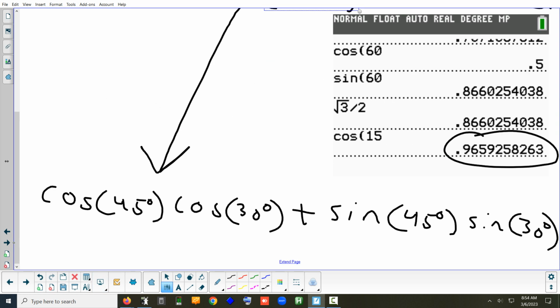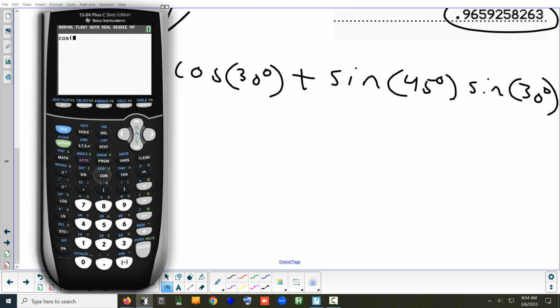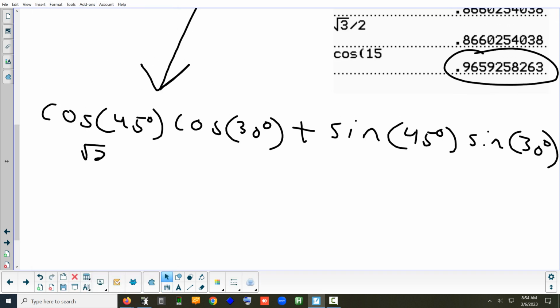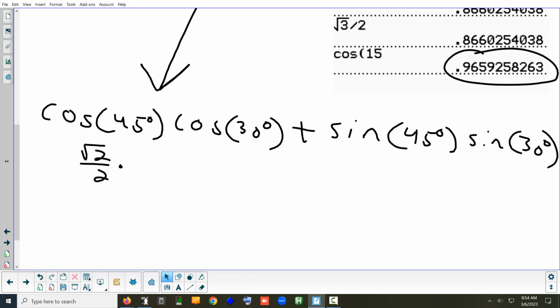Okay, so now we've got 4 expressions to evaluate. Let's start with cosine 45. You do not want to write down that decimal. We want to write down what we know that's equal to. What is 0.707 if you write that as an exact answer? Square root 2 over 2. Yep, so this is square root 2 over 2 times cosine of 30. 0.866. Again, don't write 0.866. Tell me what that is exactly. Yeah, square root of 3 over 2.